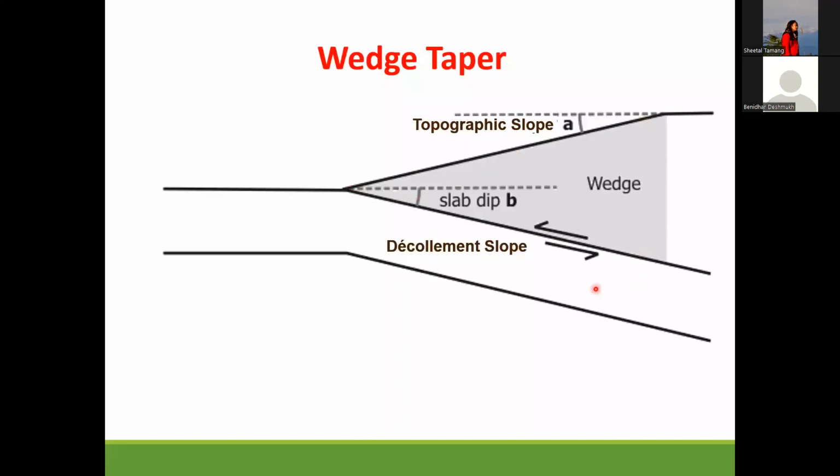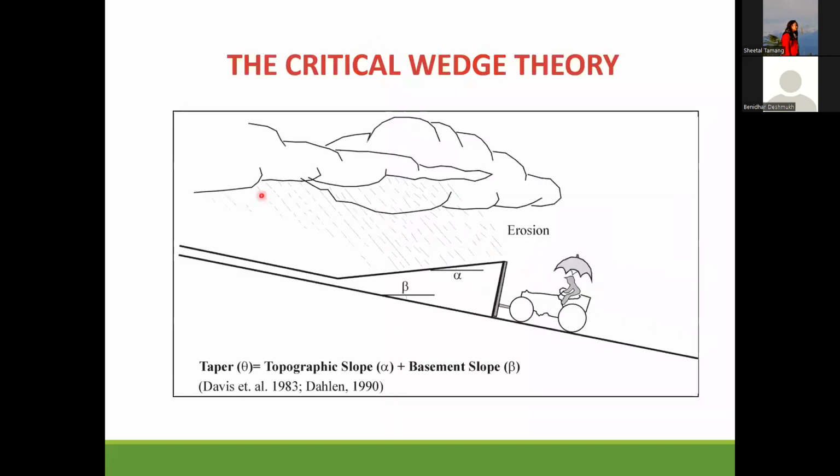Okay, so now this is also acted upon by climate. So you have an erosion component, which is basically removing material from the top. So the topographic slope actually is getting affected by your erosion. Okay, so erosion essentially erodes material, so it makes things peneplane. So this alpha slope changes in response to erosion. The beta slope basically remains more or less constant unless something happens at a lower level along the detachment, which causes this to change. And there's a parameter that is defined called taper, which is alpha plus beta.